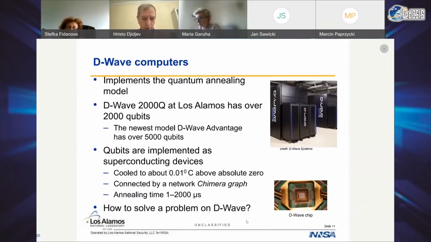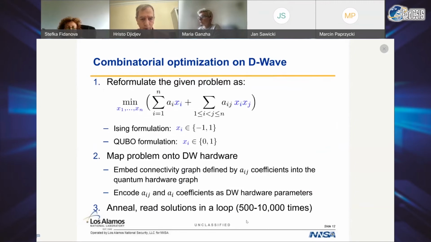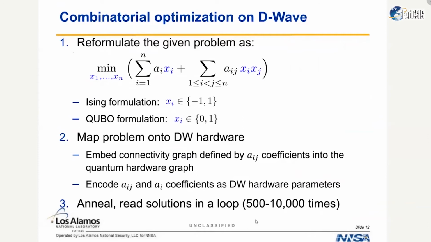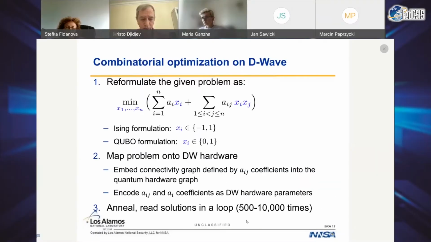Okay, so how do we solve problems on D-Wave? So let's go to the next slide. Okay, so again, we have to reformulate our problem, whichever optimization problem it is. We have to formulate it in this form, as a minimum of a quadratic form. So it has linear terms and quadratic terms. Xj are the variables of the problem here, and Ai, Aij are the coefficients.